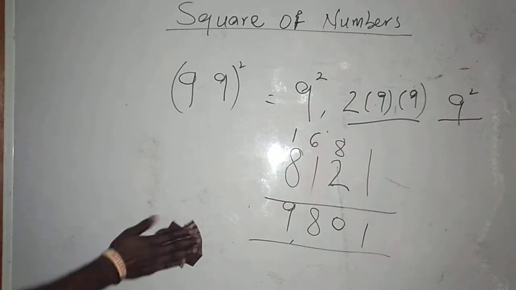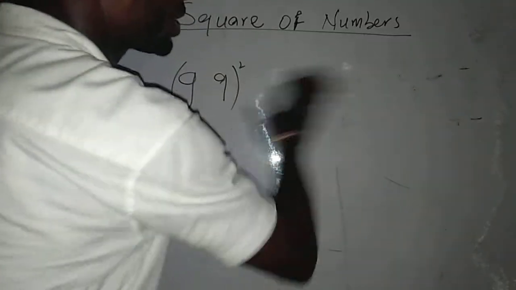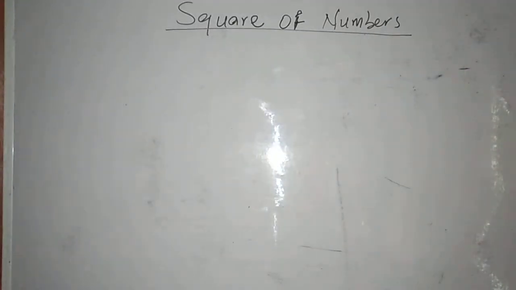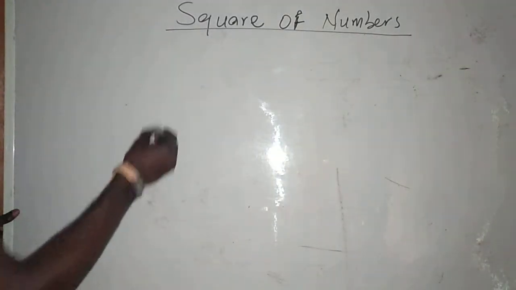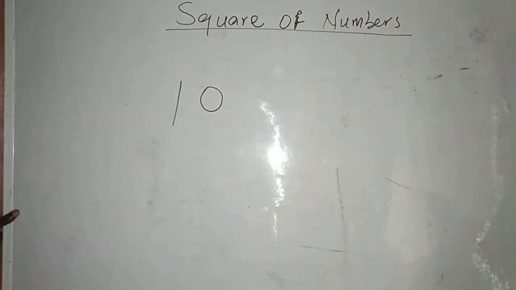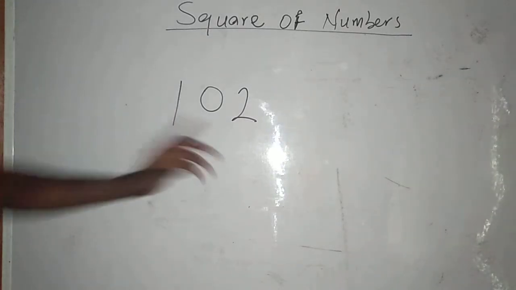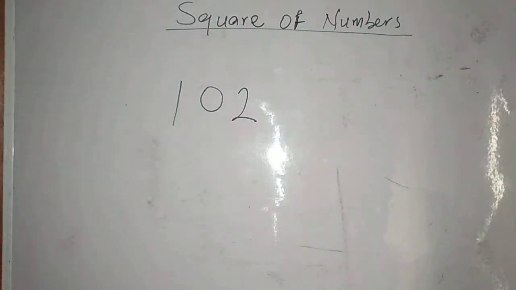9,801. Now, let's move on a bit. If I have a number like this, a three-digit number, let me talk about 102. How do I do this particular number?